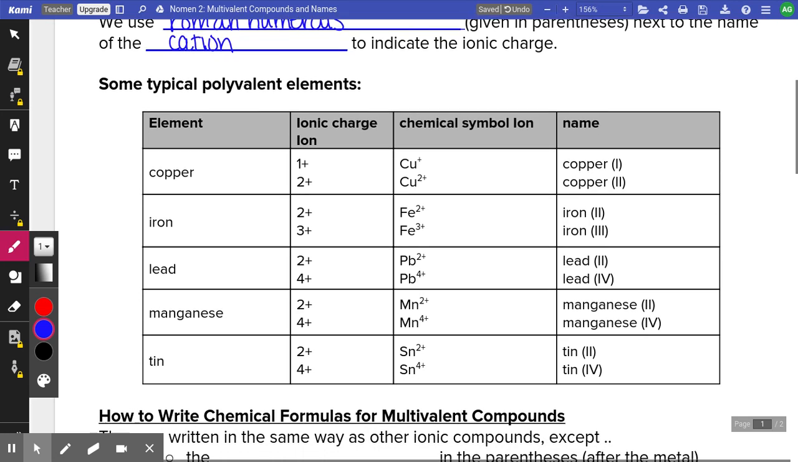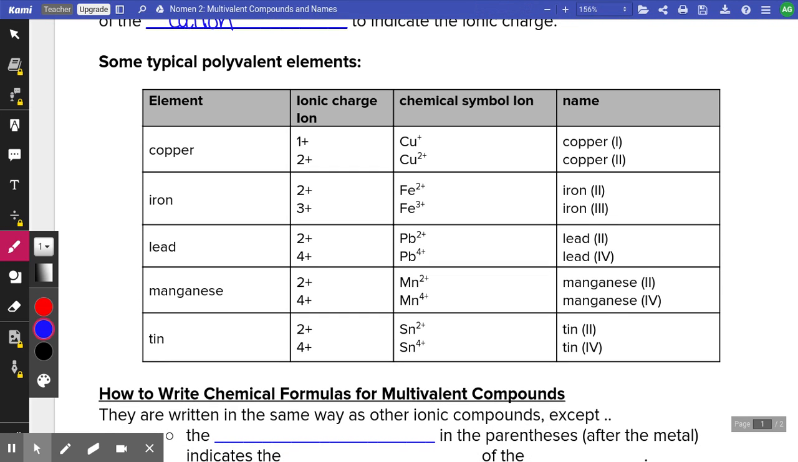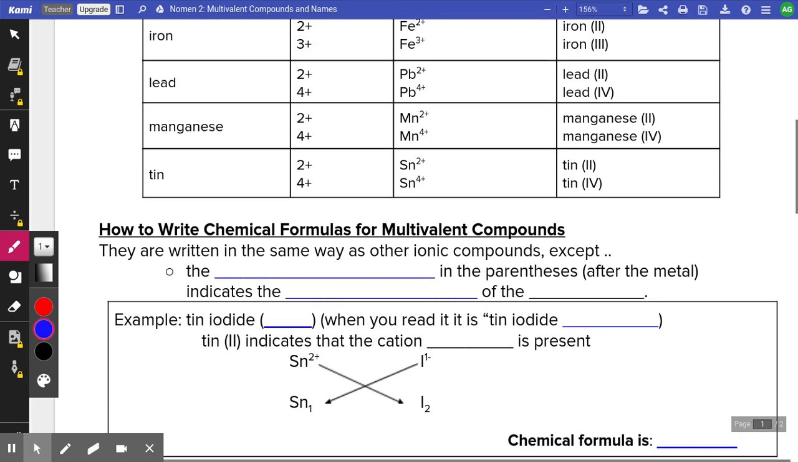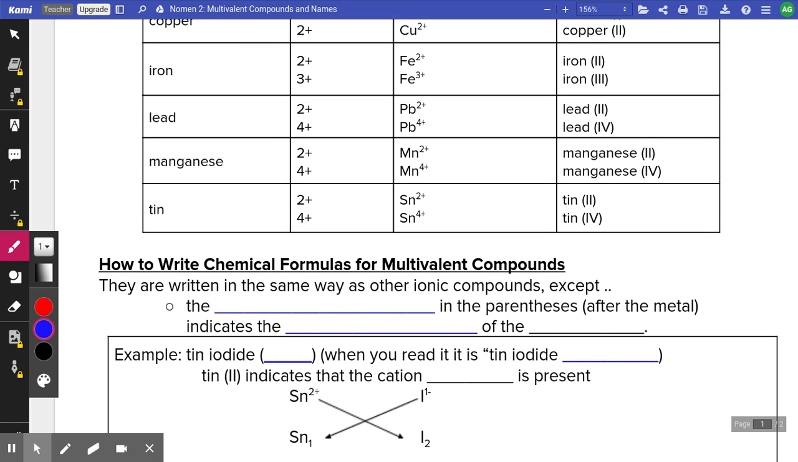So here are some typical multivalent elements. We have copper. It can have charges of 1 plus, 2 plus. When you write your ionic notation for copper, it would look either like Cu+ or Cu2+. And the names of those are respectively copper(I) and copper(II). Okay, and here are some other ones that are often used in grade 10 that you should be pretty familiar with.